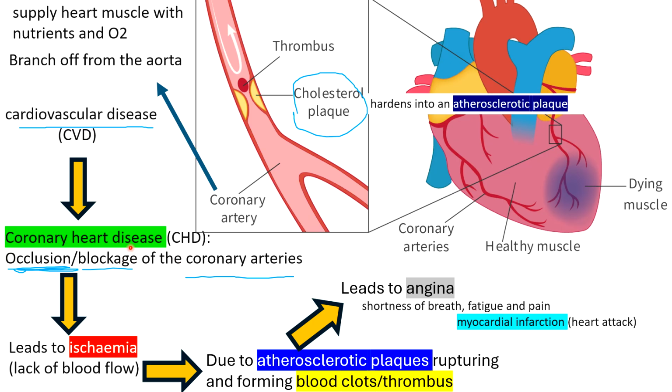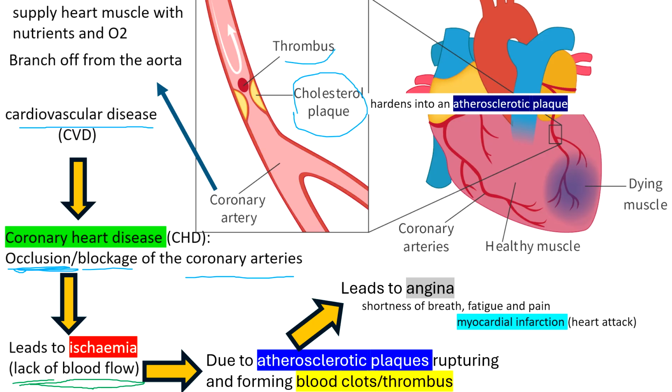So this coronary heart disease leads to ischemia. I'm not exactly sure how it's pronounced, which is basically the word for lack of blood flow. Why is there a lack of blood flow? Well, because the artery is blocked, or not fully blocked, but partially blocked. And this is due to the atherosclerotic plaques. So remember, cholesterol plaque turns into atherosclerotic plaque. These rupture and form blood clots or thrombus.